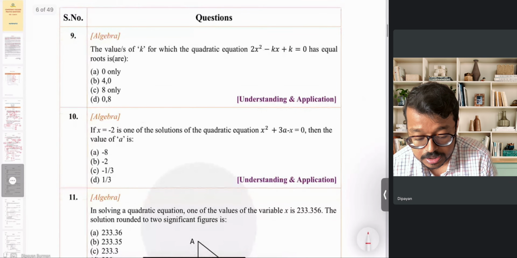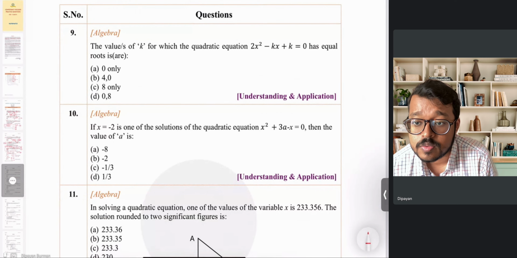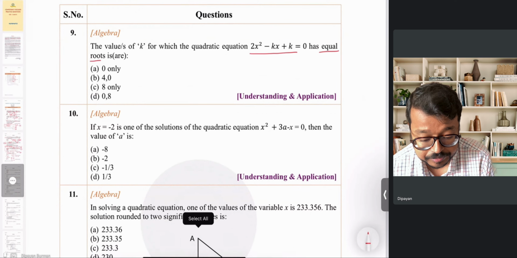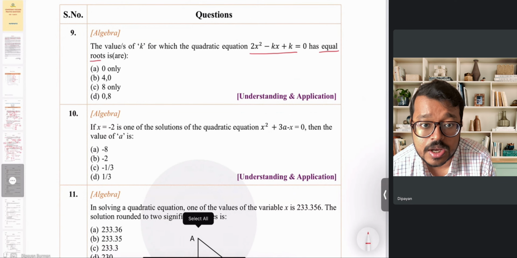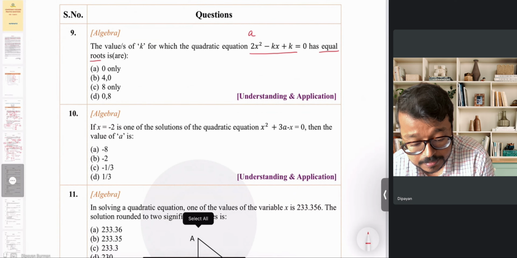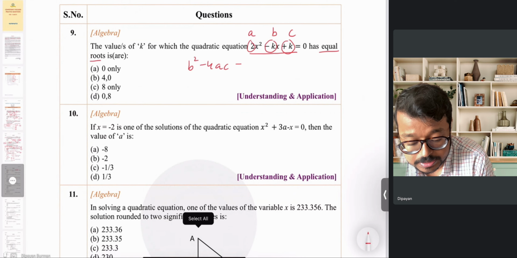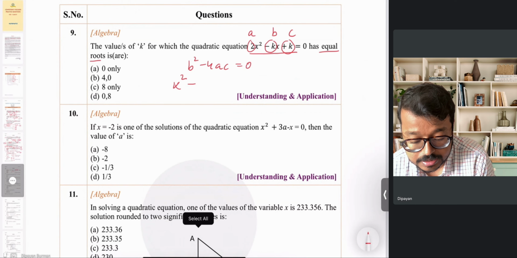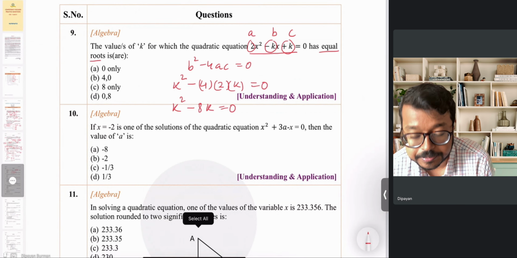Then question number 9, this is from quadratic equations. They're asking what is the value or values of k for which this quadratic equation has equal roots. So whenever a quadratic equation needs to have equal roots, the discriminant has to be equal to 0. If I compare the a, b and c values, a is 2, b is minus k, c is plus k. So the discriminant b square minus 4ac has to be 0. So b square is minus k square, which is the same as k square, minus 4 into 2 into k. That should be 0. So k square minus 8k should be 0.